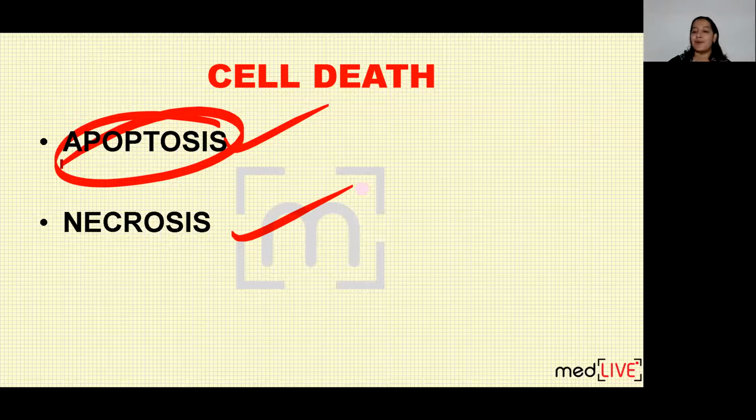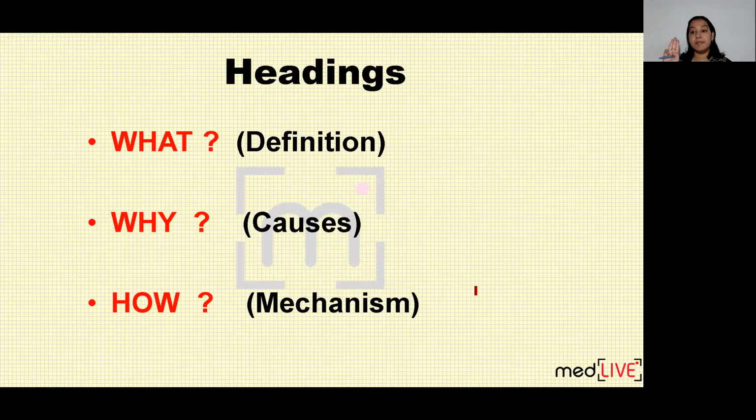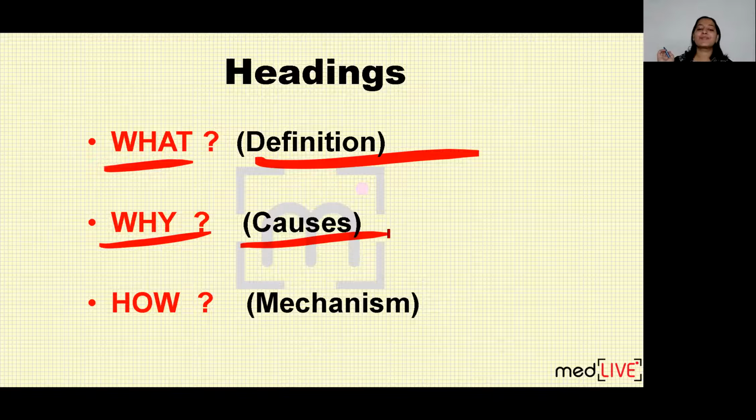So I will start apoptosis. So what is apoptosis? In this lecture, I will be discussing basically three things. What is apoptosis? That is, I will discuss the definition of apoptosis, which you can write in your university exams. Why apoptosis occurs? Why any cell wants to die? What is the cause? No one wants to die now. So why any cell wants to die? What is the cause of apoptosis? So we will discuss the causes of apoptosis.